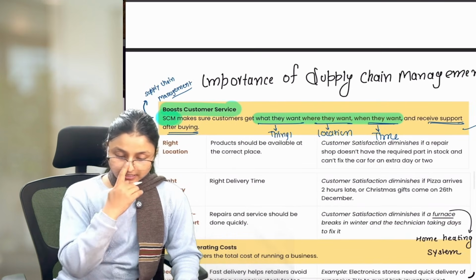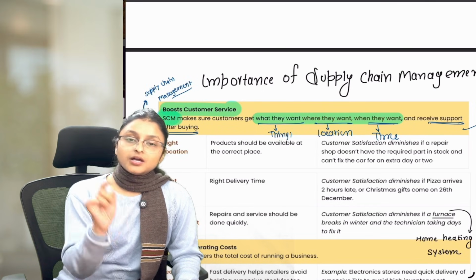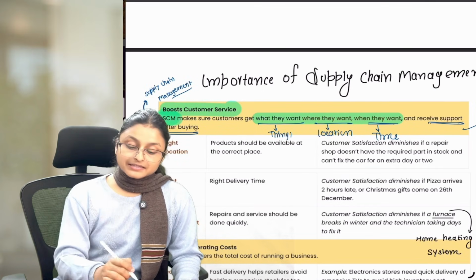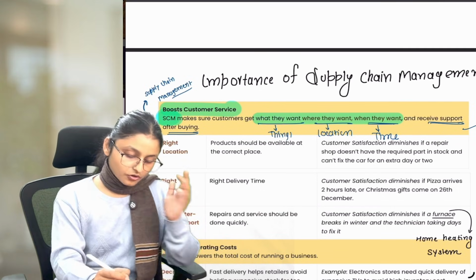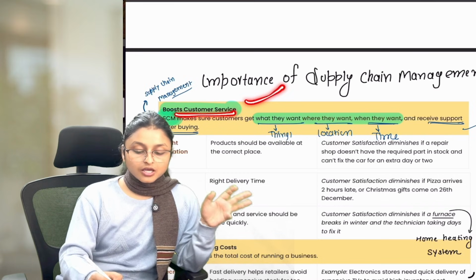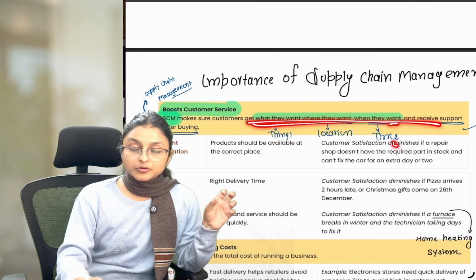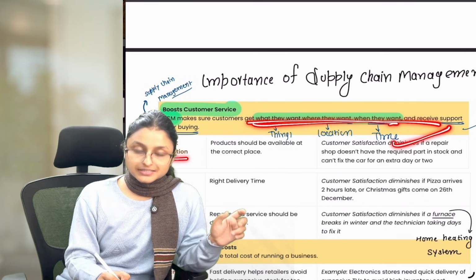If you notice, in the importance of supply chain, if you are writing this in your exam, how will you write it? You will write in the same fashion as we have written in your study mat. So, first you will write the main heading, that is boost customer service. You will explain what will be provided in boost customer service, and then you will focus on each and everything separately.